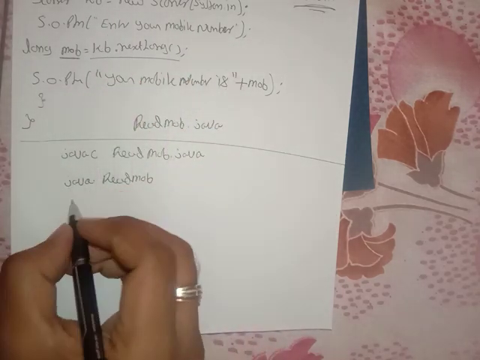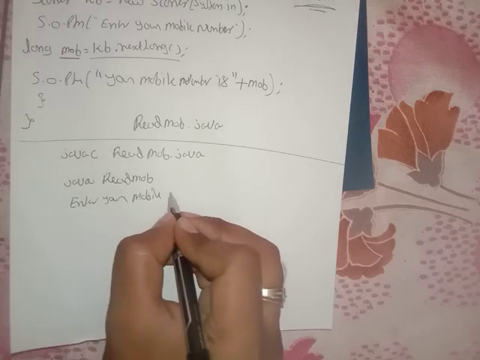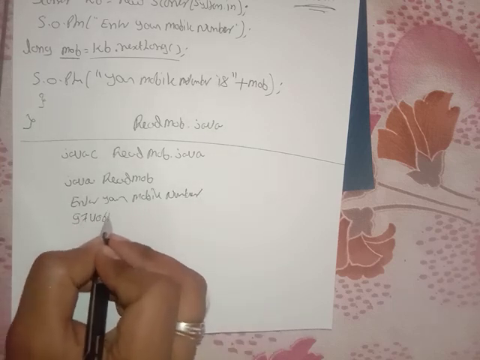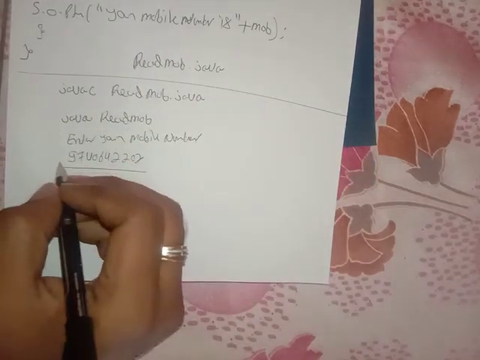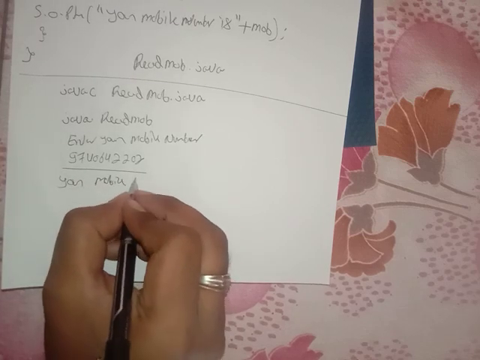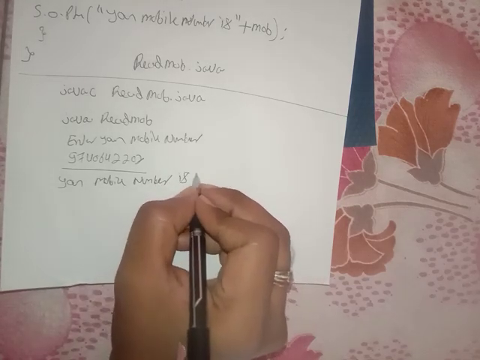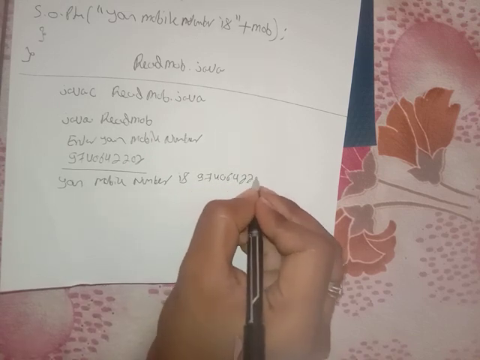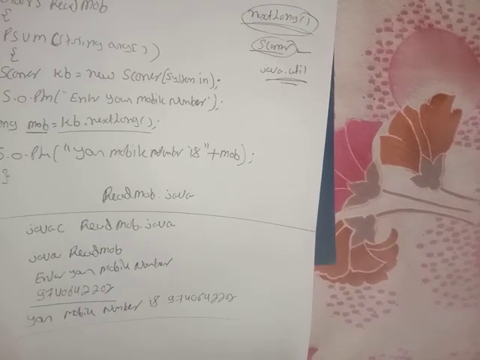It displays enter your mobile number. Okay, I enter 9740642202. It reads as a long, then it is stored in the variable. After that it displays your mobile number is, present inside which variable? mob. Okay, it displays 9740642202.